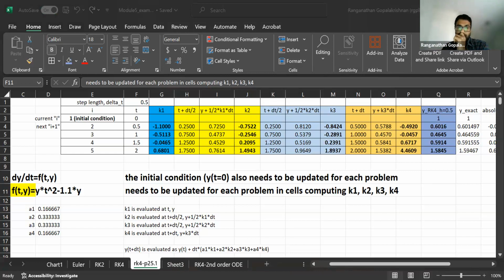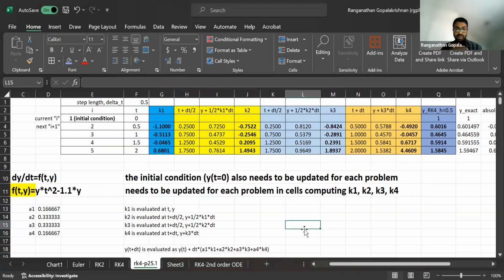For those who are trying, you have your own sheet. For those who, for some reason, couldn't try or couldn't keep up, I'm going to post this Excel sheet onto Canvas. You can download it and try with me the next problem at least, okay? So let me just close this file, post it, and then come back.